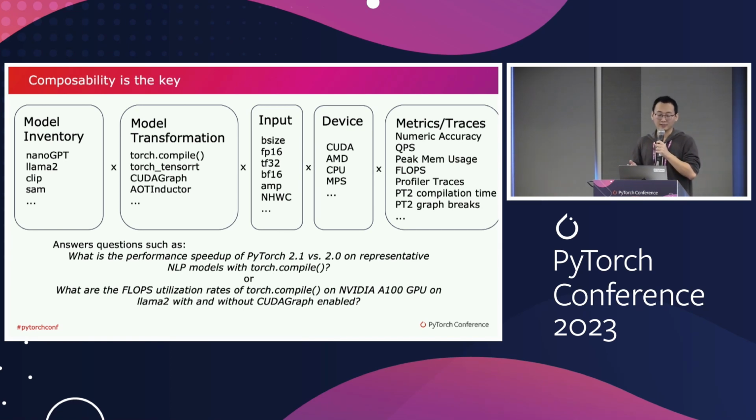And the fourth dimension is device. We support running our models on different hardware, but this will require contributions or collaborations with hardware vendors. Currently we support CUDA, AMD GPU, CPU, and Apple MPS. And finally, the last dimension is the performance metrics we support.